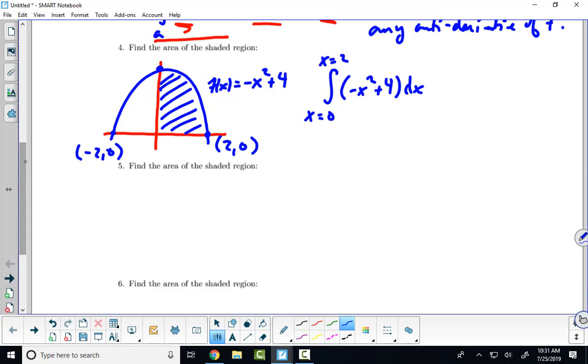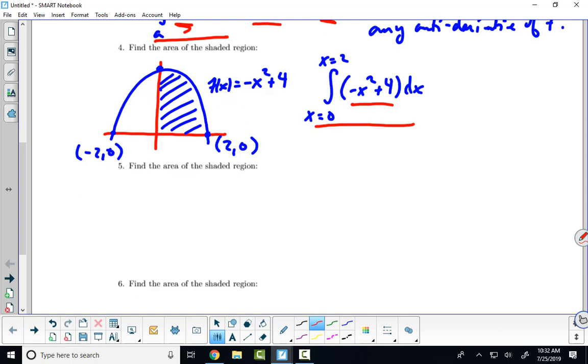Does anyone have any questions about what I just wrote up there? So here's my function, right? The integrand is the function that I'm working with. What does this entire expression say? It says compute the net area underneath this function from where to where? From the lower limit, which is 0, to the upper limit, which is 2.